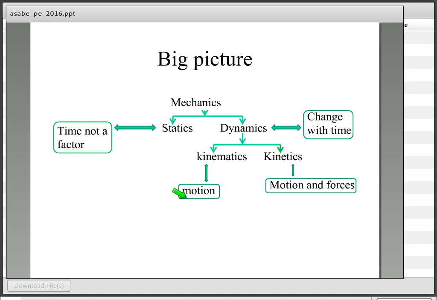Kinematics would be the study of mechanisms, linkages, four-bar mechanisms, and that sort of thing, where we're only concerned with motion parameters. Whereas when we start talking about kinetics, we're talking about forces as well that would be involved in causing the components to move.